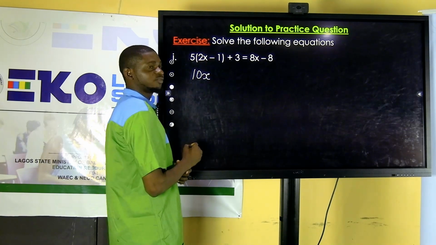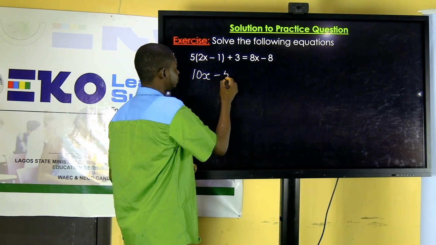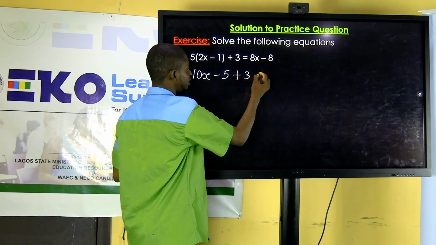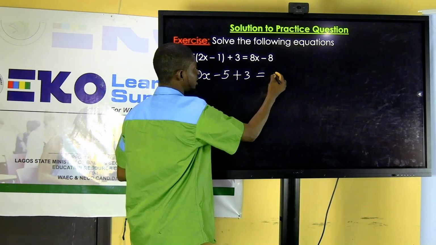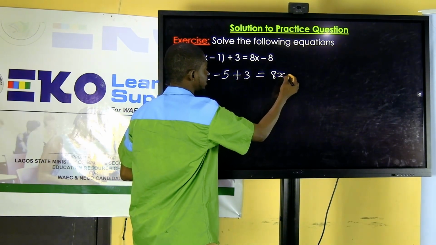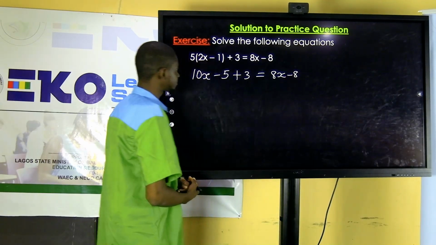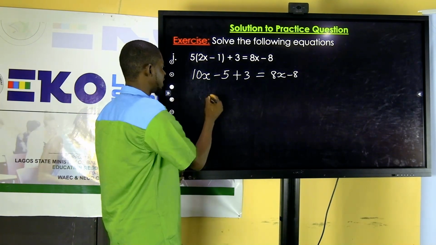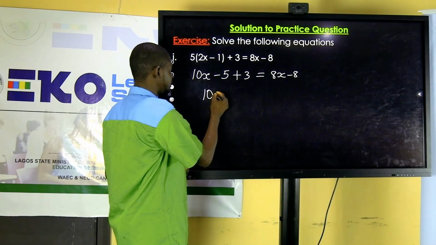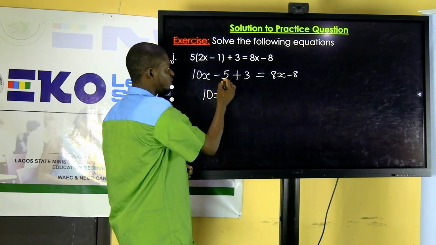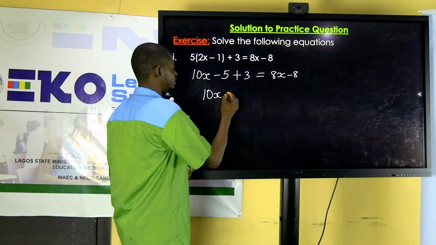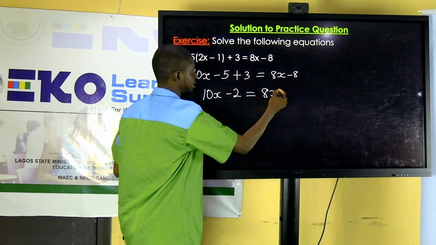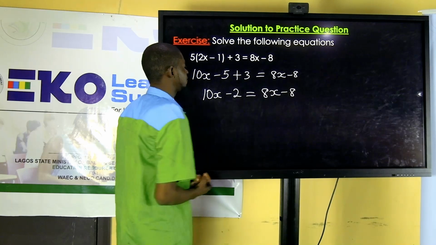5 multiplied by negative 1 gives us negative 5. You keep the 3 here, plus 3 equals 8x minus 8. Now we can simplify before we collect like terms. 10x, negative 5 plus 3, that will give us negative 2, equals 8x minus 8.